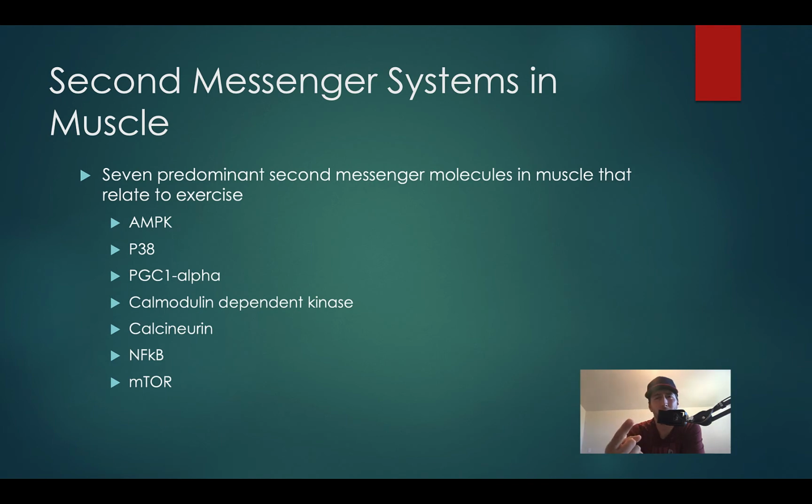And that's going to be AMP kinase, mitogen activated protein kinase 38, or MAP38 or P38. If you Google P38, you'll get a really cool fighter plane, I guess, because it's not a jet. It's worth a Google. PGC1 alpha, calmodulin dependent kinase, calcineurin, NF kappa B, and mTOR.